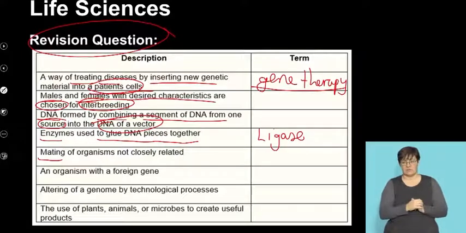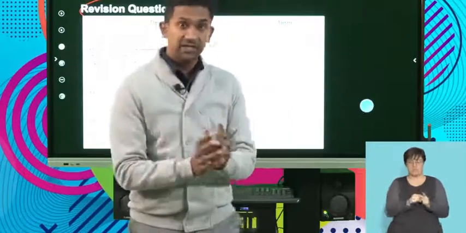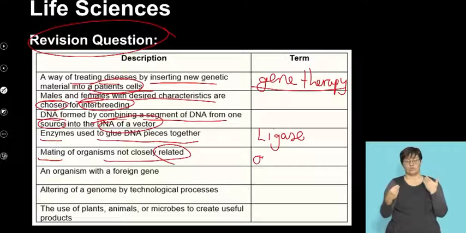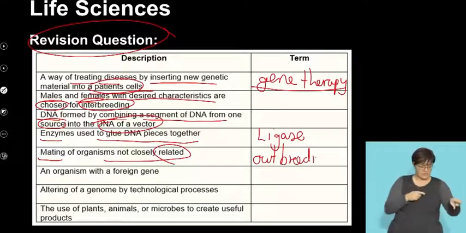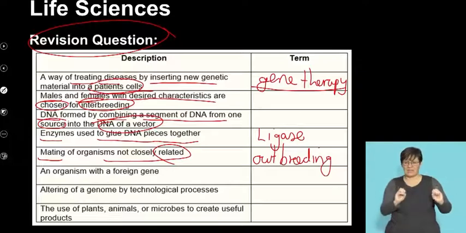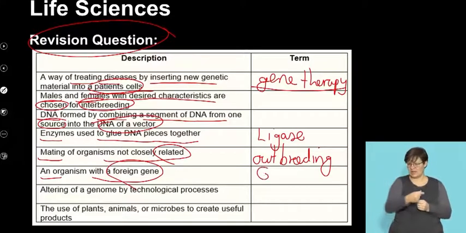Mating of organisms not so closely related, again, this encourages what we refer to as hybrid vigor, and that is referred to as outbreeding, where we try and bring in variation by crossing individuals that are not closely related, and that is called outbreeding.